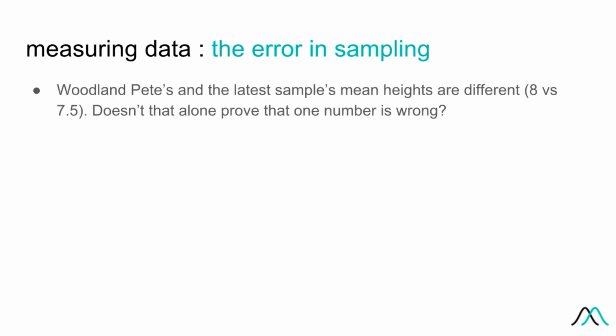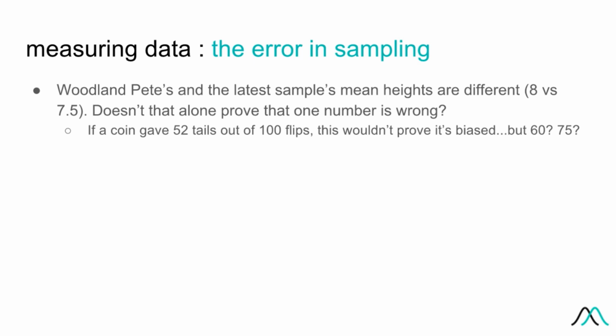Remember that Woodland Pete's estimate for the mean height was 8 feet. Well, the sample data gave a mean height of 7.5. Doesn't that difference alone prove that one of these numbers is wrong? Well, let's consider the case of flipping a coin 100 times. We'd expect to get 50 heads and 50 tails, but what if we got 52 tails? This doesn't prove that it's biased.